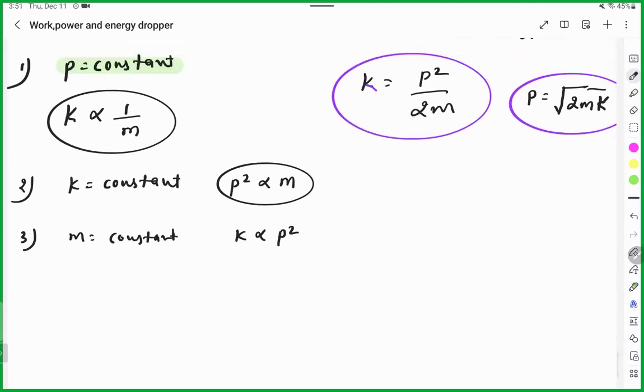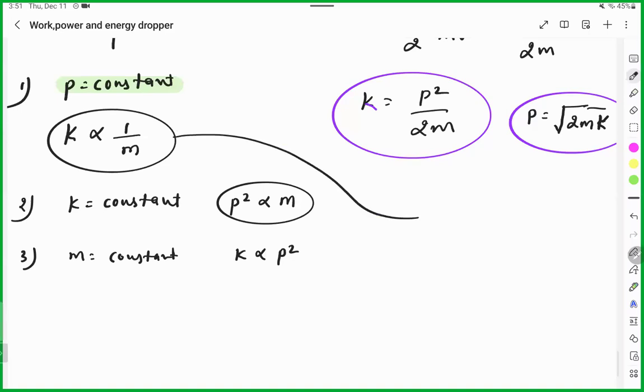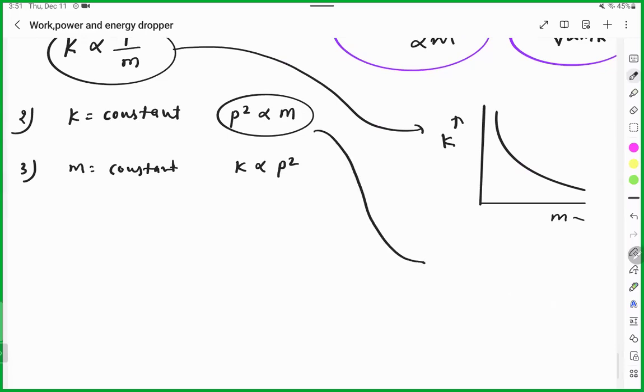Example, for this situation, how will you draw the graph of kinetic energy inversely proportional to mass? Parabola. Here it is kinetic energy, here it will be mass. Second, P square is directly proportional to m. It means if mass increases slightly, P will increase a lot. P square value will be high. That's why it is like this.